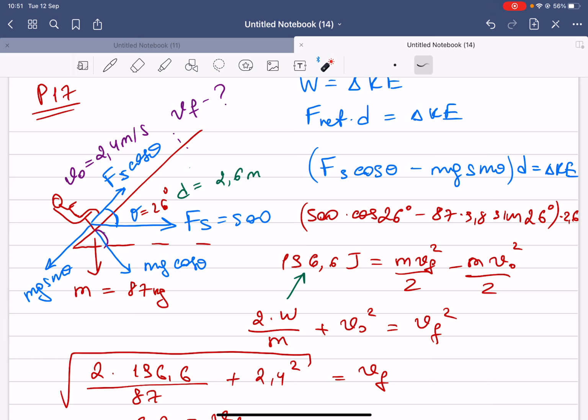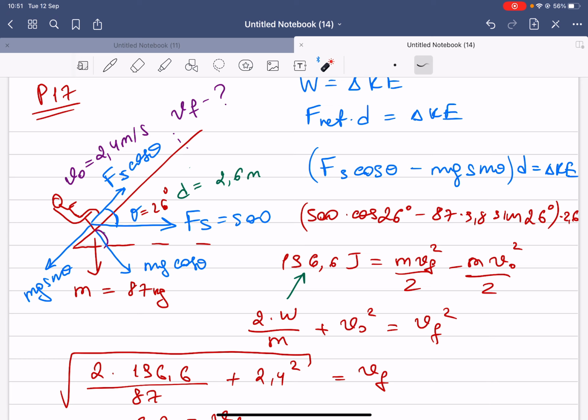First of all, we have a force which is pushed horizontally by a group of students. So Fs, the force of the students, is 500 Newton. And then we have the weight of the professor, which is mg, and this mg is at this angle. Therefore, it has to be resolved into two force components. One will be mg cosine theta, and another one will be mg sine theta.